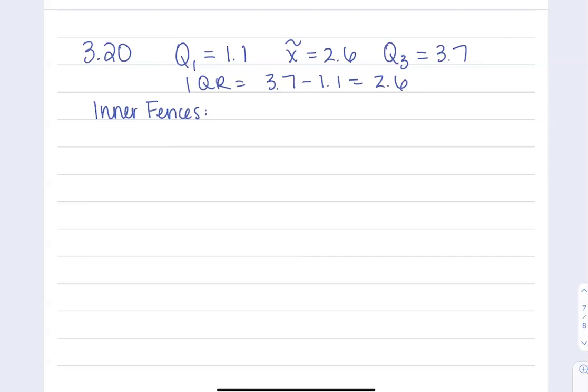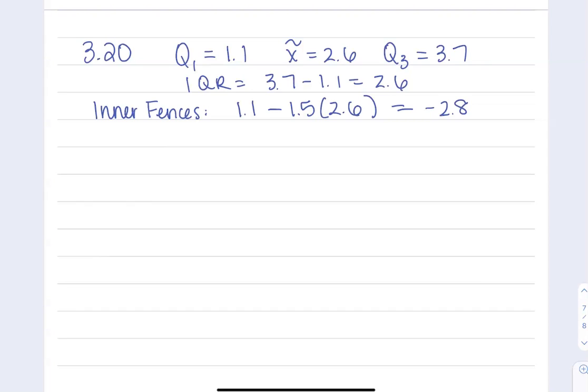So let's find our inner fences. We take our Q1 and we subtract 1.5 times that interquartile range. Here, 1.1 minus 1.5 times 2.6, that is going to be negative 2.8.